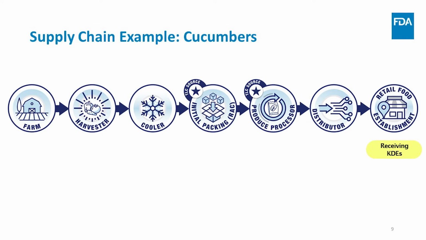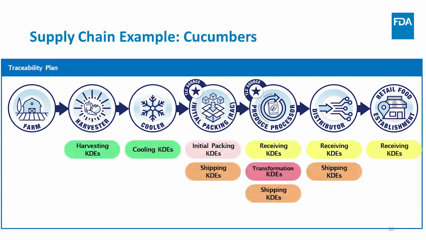The retail food establishment receives the repacked fresh cucumbers from the distribution center. The retail food establishment must keep receiving KDEs of the fresh cucumbers they receive. Most of the information they need for the receiving KDEs will be sent to them by the distribution center.